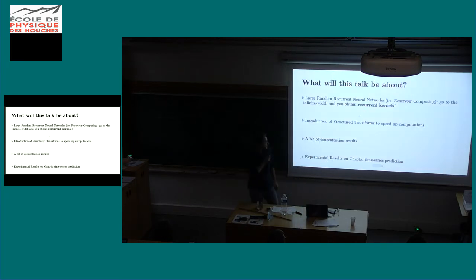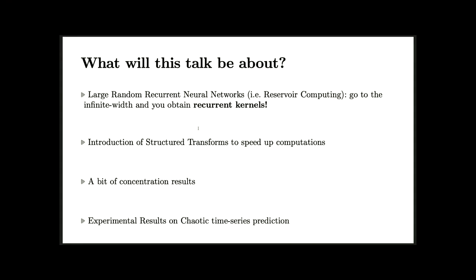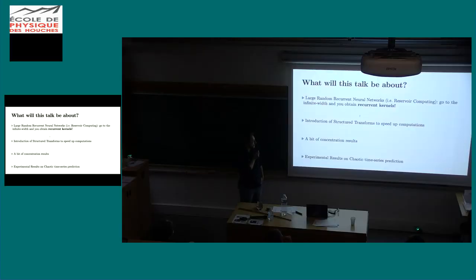So what will we talk about in this talk? We will talk about large random recurrent neural networks, which is in fact reservoir computing. And we'll go to the infinite width limits, and you will see that we will obtain recurrent kernels. We will also introduce structured transforms to speed up computation of random matrix multiplications. We will show a bit of concentration results of these recurrent random features towards their recurrent kernels. And we'll show you some experimental results on chaotic time series prediction.